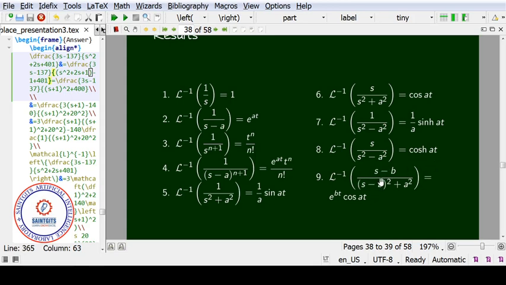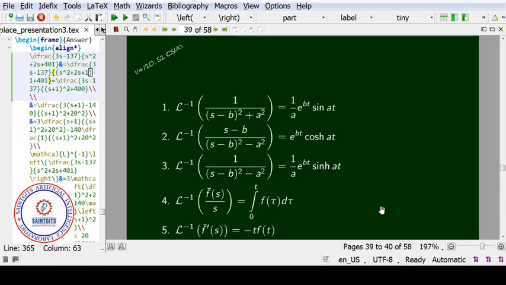L inverse of shifting by b, that is s minus b by s minus b the whole square plus a square equal to shifting in terms of b, so e raised to bt into cos a t. Then L inverse of 1 by s minus b the whole square plus a square equal to 1 by a e raised to bt sin a t. L inverse of s minus b by s minus b the whole square minus a square. Here we have minus, so cos h, e raised to bt into cos h a t, like that.